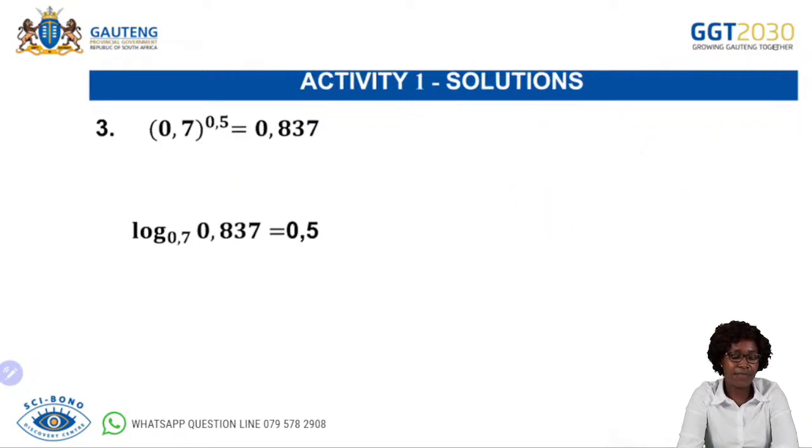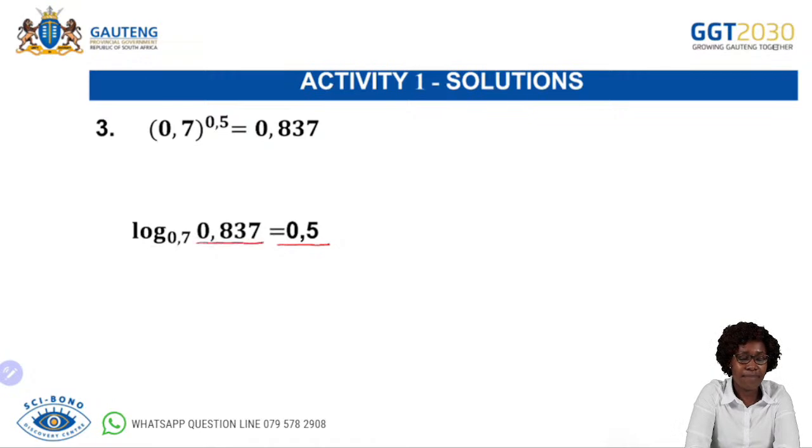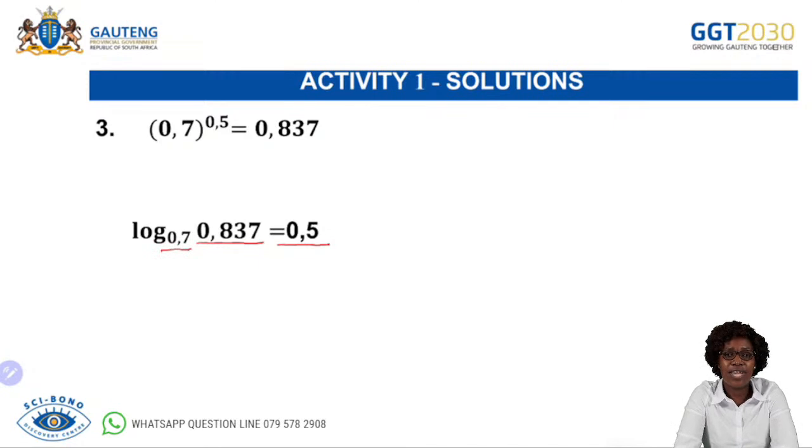The next activity solution, we had 0.7 raised to the power of a decimal, which is 0.5, and this is equal to 0.837. When we are writing this again in logarithmic form, we write the exponent equal to the log of the number with the base as 0.7. Hopefully, all of us got that right.